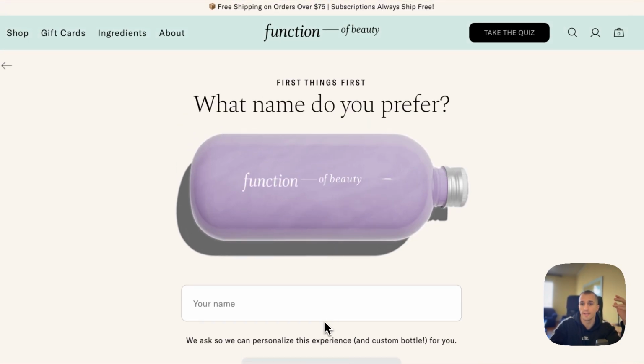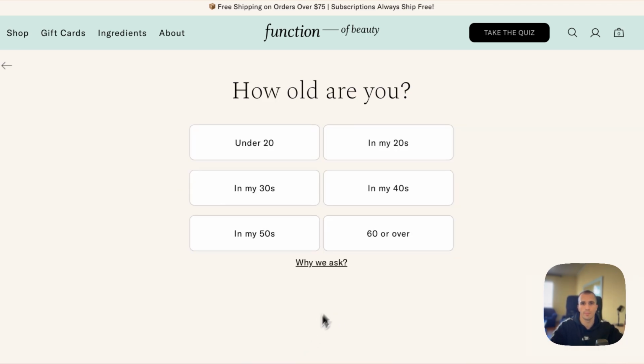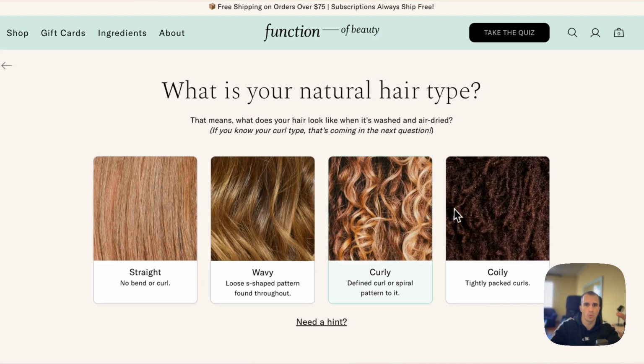So when you click on the "Let's Go" CTA, you start with this page where you can put your name so that they can personalize it even further. I'll just put the name because it feels a little bit cringe for me to put the name on the haircare product. Then you have a set of questions here, which I will go through quickly so we don't have to go through all of them.